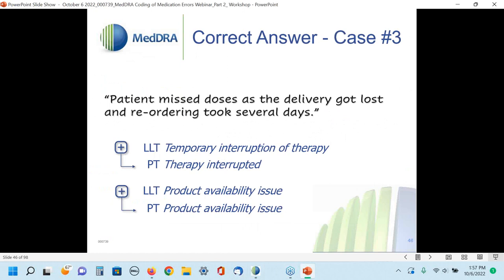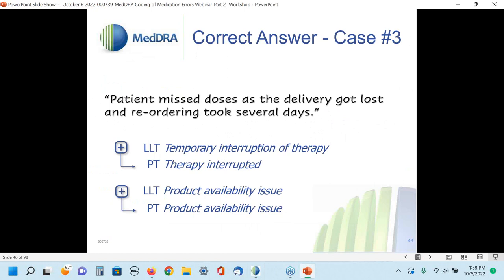This one, using the idea of an interruption of therapy, was very clear from the PTC companion document, related to some external feature or factor that the patient didn't have any control over. In this case, a shipping problem or the pharmacy being closed unexpectedly, et cetera. So that's why I try to follow the guidance in the PTC companion document and use the concept of a therapy interruption rather than saying a missed dose.